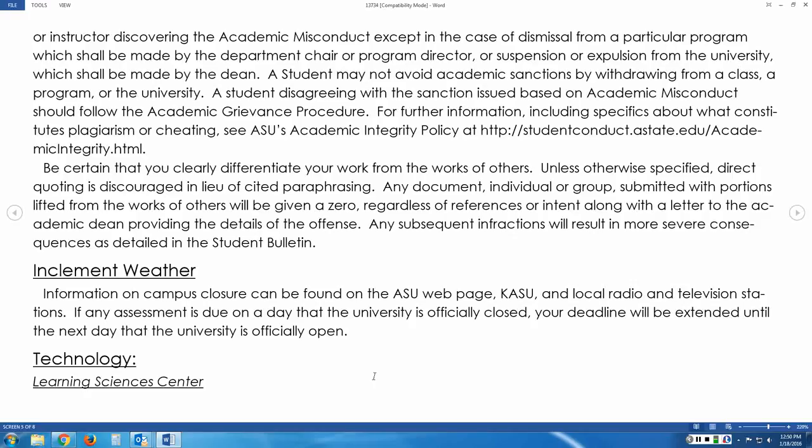Otherwise, there are sanctions. The first sanction is that if I find any lifted information, so word for word from an internet source, from your book, from another person, doesn't really matter what your intent was, you'll get a 0 for that assignment. And if it happens again, you'll get a 0 for the course. But again, I'm not expecting that this is going to happen. It's just something that's embedded within all of my syllabi so that you know that there are rules associated with that.